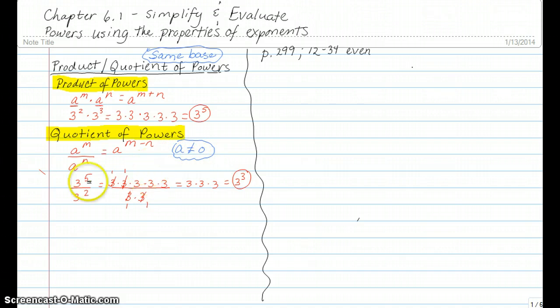So let's do a numeric example. If I have 3 to the 5th over 3 to the 2nd, I'm going to expand that out. 3 to the 5th is 3 times 3 times 3 times 3 times 3. 3 to the 2nd is 3 times 3. Well, we can see when you divide, these 3's cancel and become 1. These 2 3's cancel and become 1. You're left with 3 times 3 times 3. And 3 times 3 times 3 is 3 to the 3rd power. And again, that is just simplified. If I wanted to evaluate it, I would simply go 3 times 3 is 9, times 3 is 27.